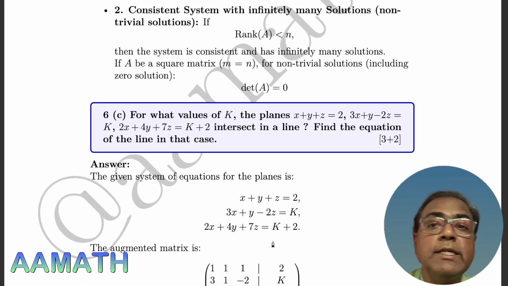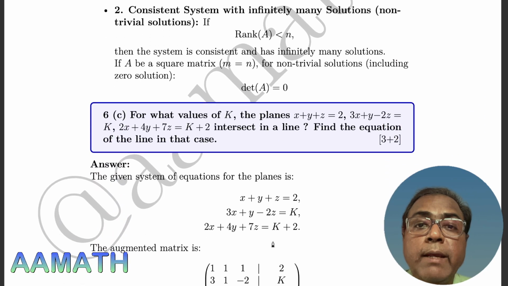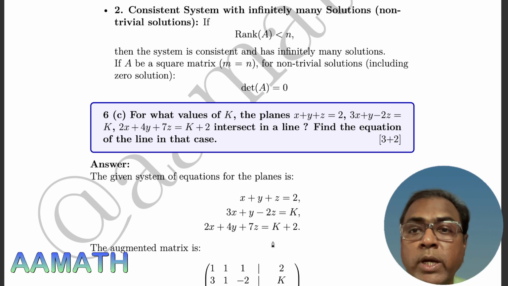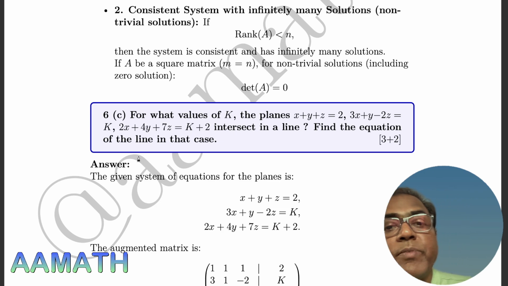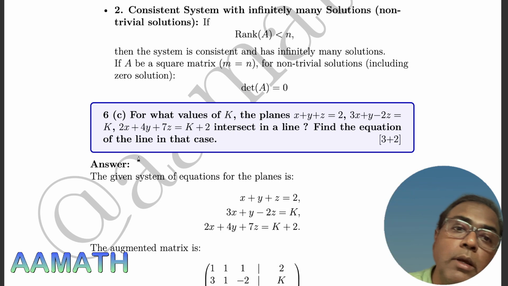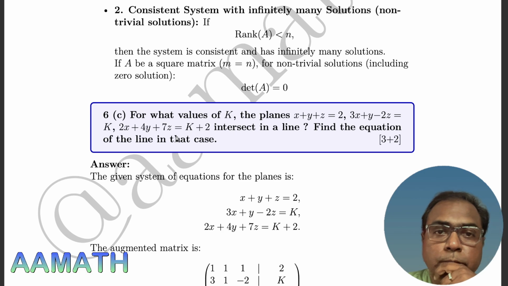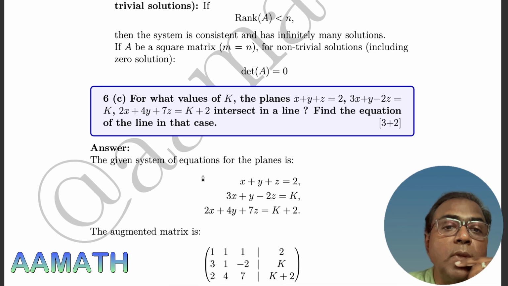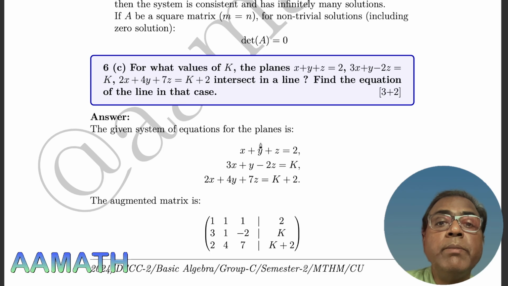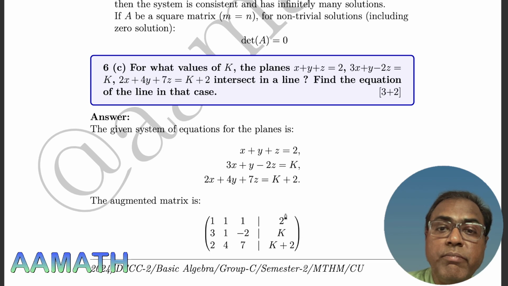Next question, 6c. What is the value of k for which the planes x plus y plus z equal to 2, 3x plus y minus 2z equal to k, and 2x plus 4y plus 7z equal to k plus 2 intersect in a line? Find the equation of the line in that case. Now the given system is this. The augmented matrix: this is the coefficient matrix, and this column is the right hand side constant terms.